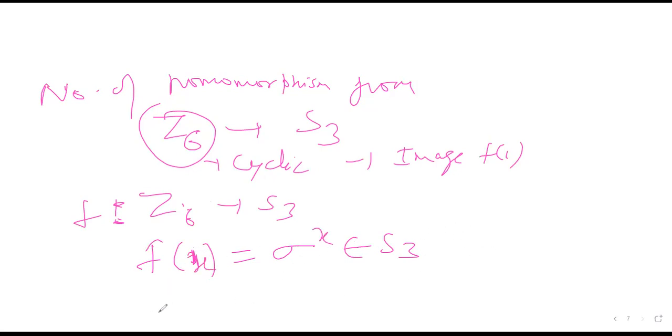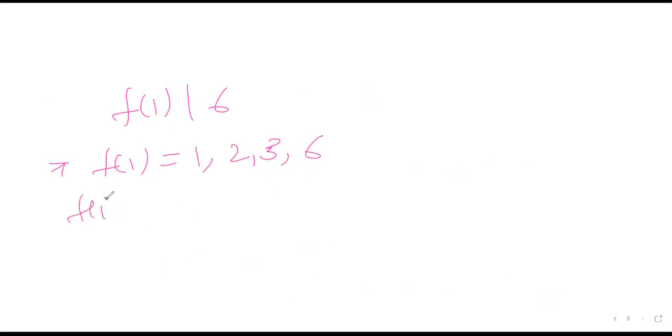Now I want the order of F1. The order of F1 divides the order of S3, and it also divides the order of Z6. Both are 6, so it means the order of F1 divides 6. Then the order of F1 can be 1, 2, 3, or 6. Now, order equal to 6 is not possible.